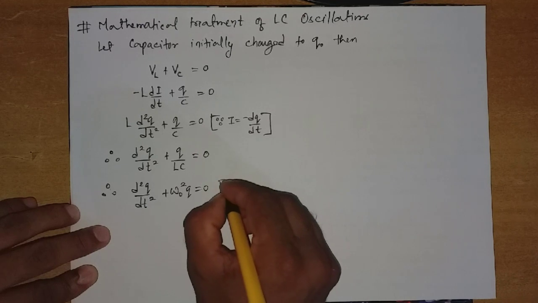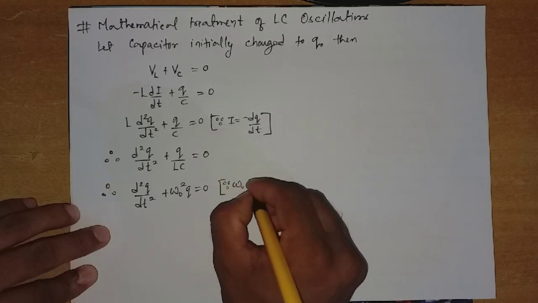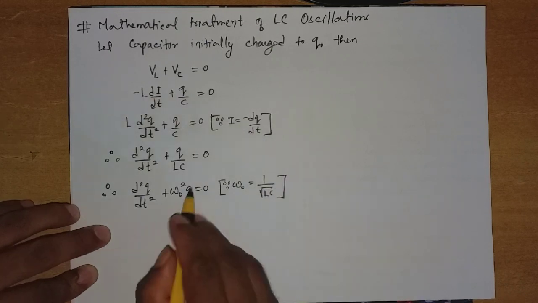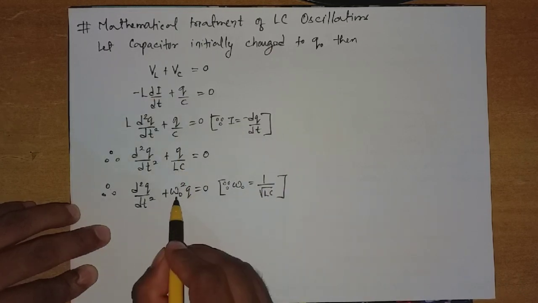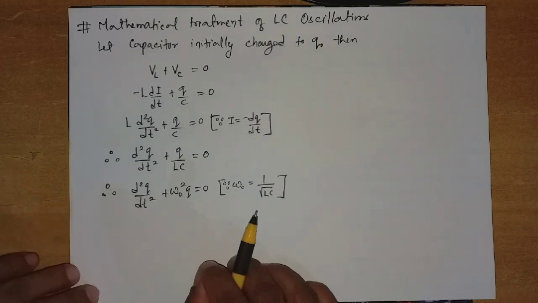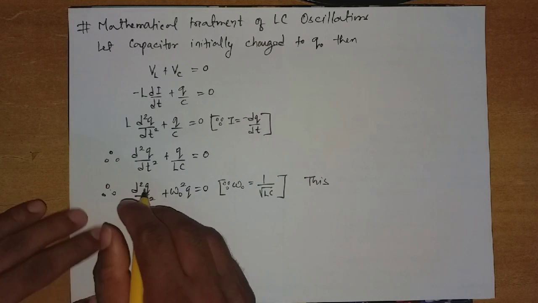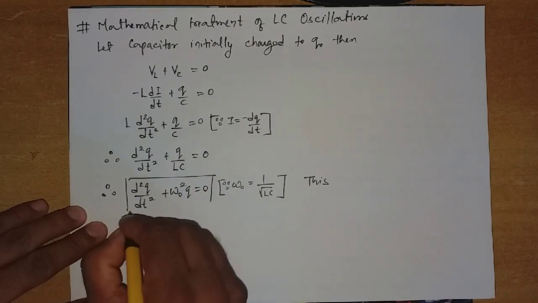We already know that angular frequency omega naught is equal to 1 by root LC. So 1 by LC is only omega naught square. Clear? We can write here this equation, right?